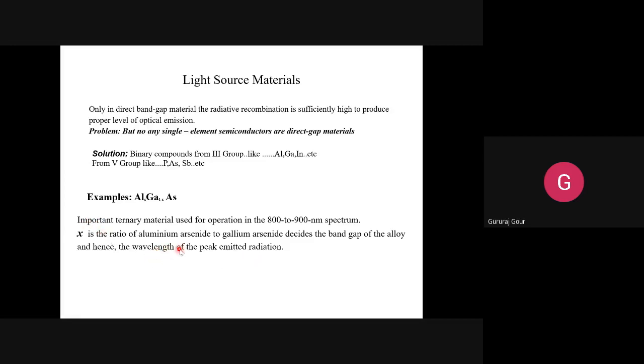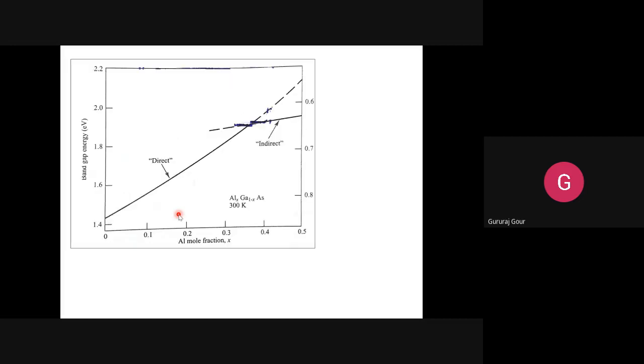That is a ratio of aluminum arsenide to the gallium arsenide moles. If you look at this one, as the aluminum mole fraction goes on increasing in this ratio X. What is X? X is the ratio of Al mole to gallium mole. If you go on increasing this Al mole fraction X, then the band gap energy, you can see, will go on increasing. So this depends on the Al mole fraction X. If you go on varying this Al mole, that is going to give you the varied band gap energy.